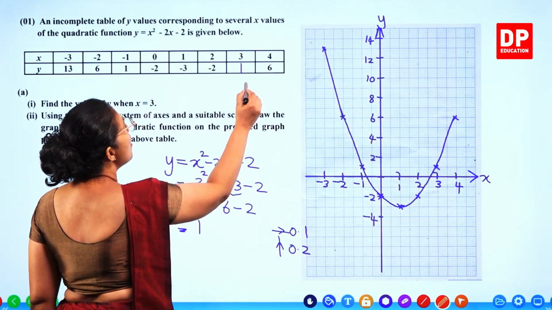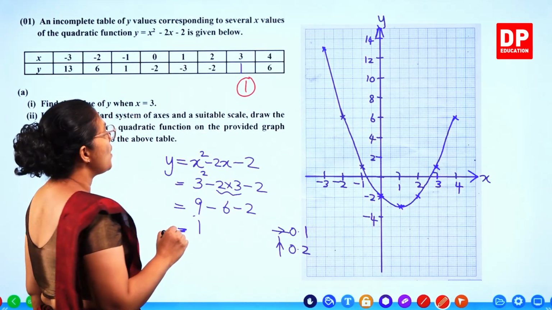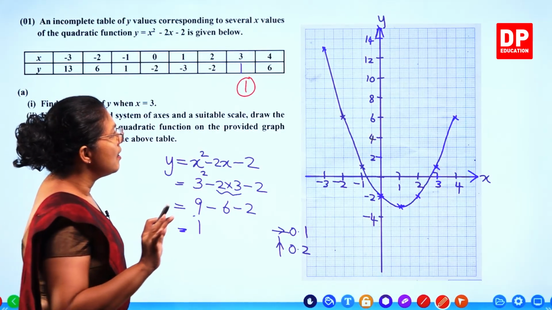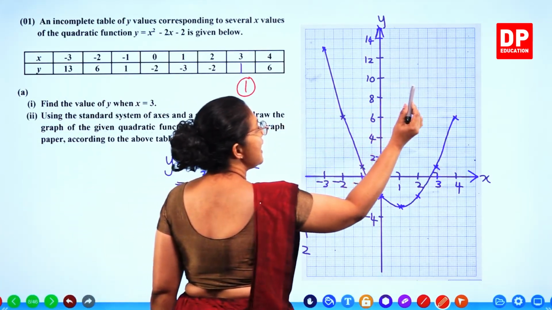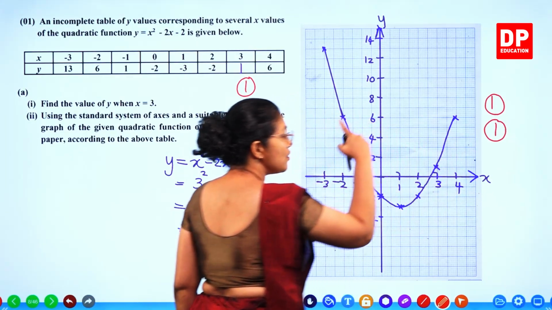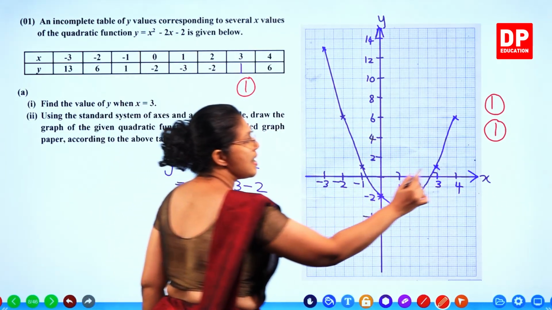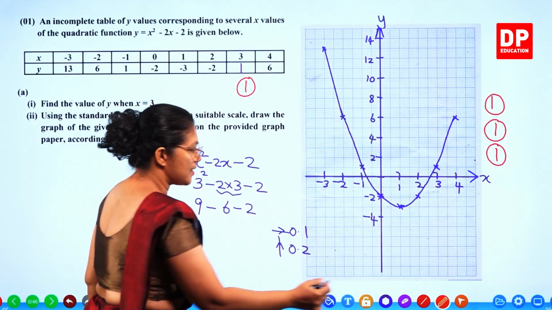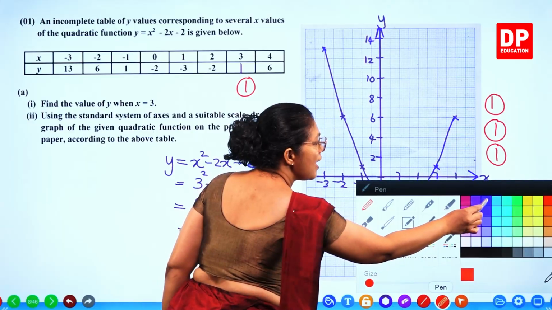So you are getting 1 mark for finding this value. And then normally for the graph you get 3 marks: 1 to adjust the scale, then marking the points 1 mark, and smoothly connecting you get another 1 point. So altogether you got 4 marks. Now let's do the other parts.